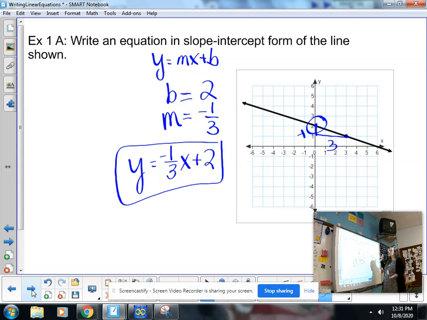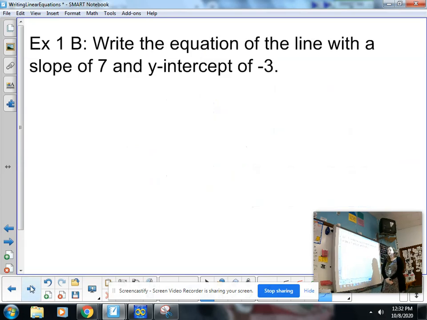Now, sometimes they won't give you an equation, and they won't give you a graph. They will just give you information about what you have. Write the equation of the line with a slope of 7 and a y-intercept of -3. From this information, you need to figure out what letters go with the numbers that are given. Again, y equals mx plus b is going to be my goal.